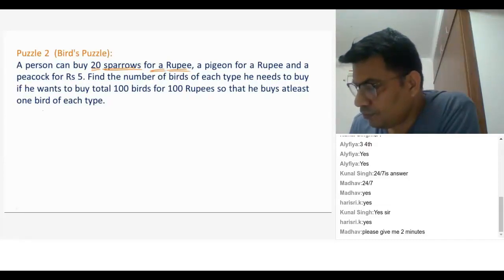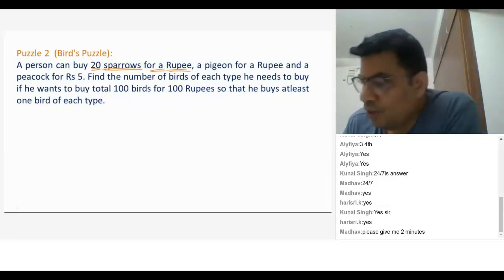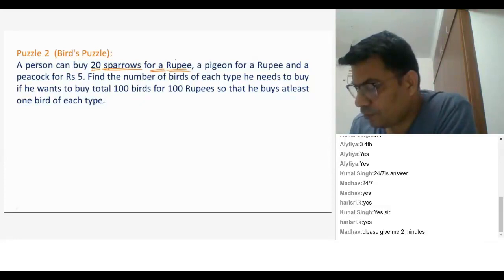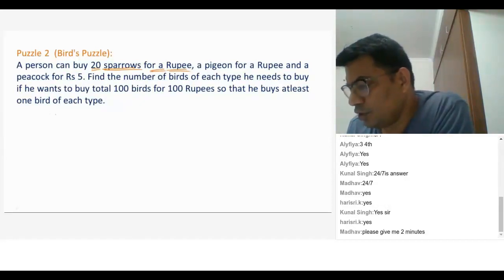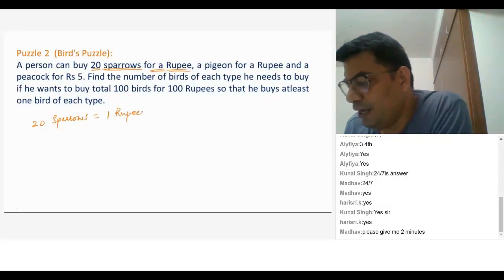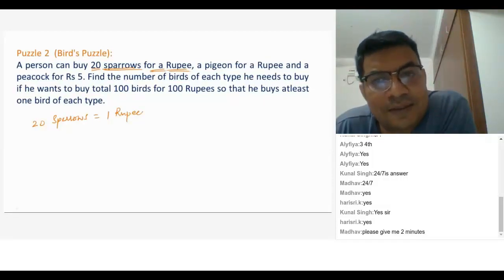25, 20 rupees. How? You get 20 sparrows for a rupee. In 1 rupee, you get 20 sparrows. So what will be the cost of one sparrow? For example, I'm asking you one simple question. In 1 rupee, you get 20 chocolates. So what's the cost of each chocolate?